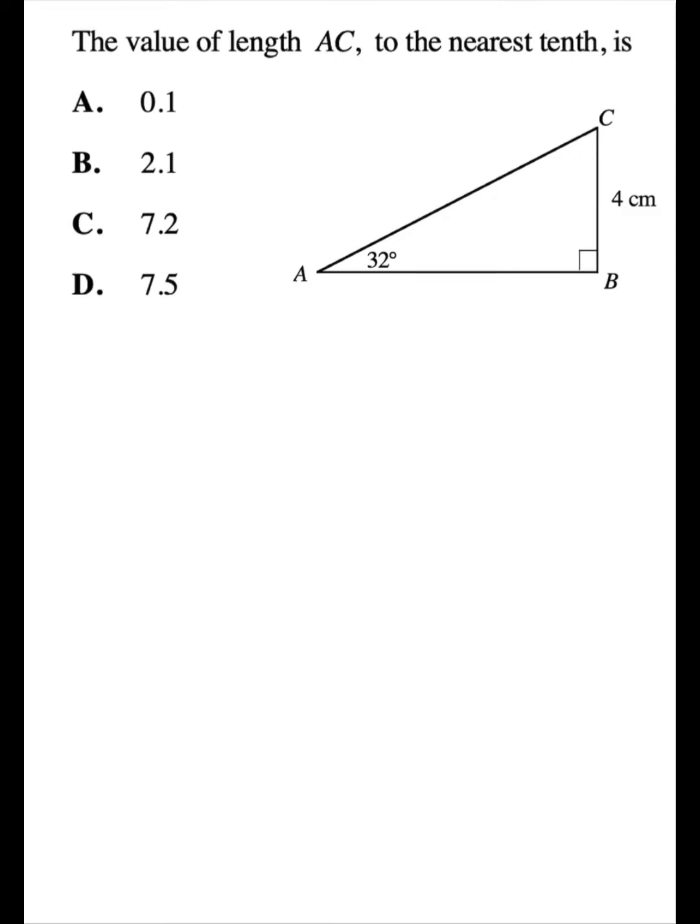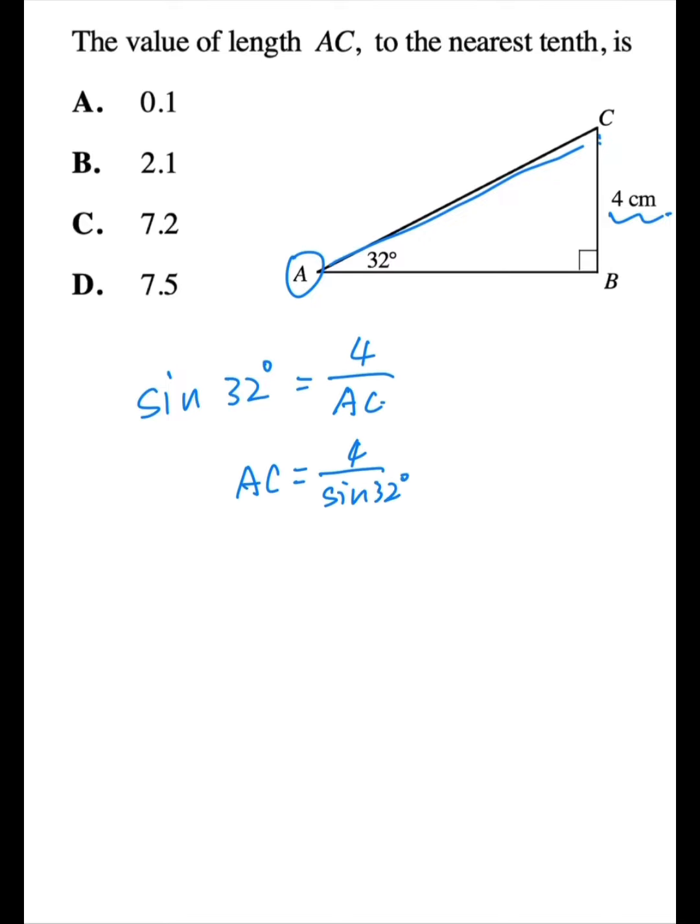We need the length of AC to the nearest tenth. We have the angle A and the opposite side, and we need to find the hypotenuse, so we can use sine 32 equals 4 divided by AC. So AC equals 4 divided by sine 32, which is about 7.54, so the answer is D.